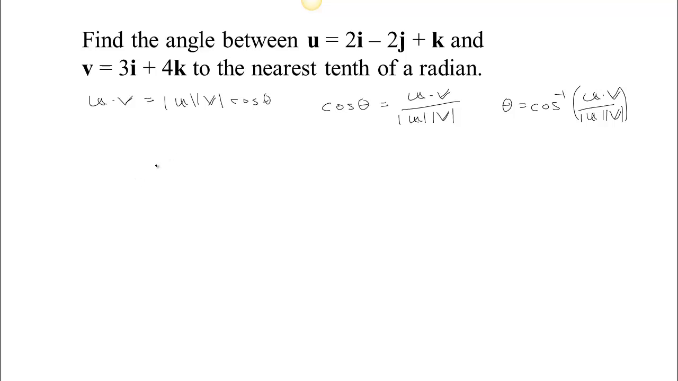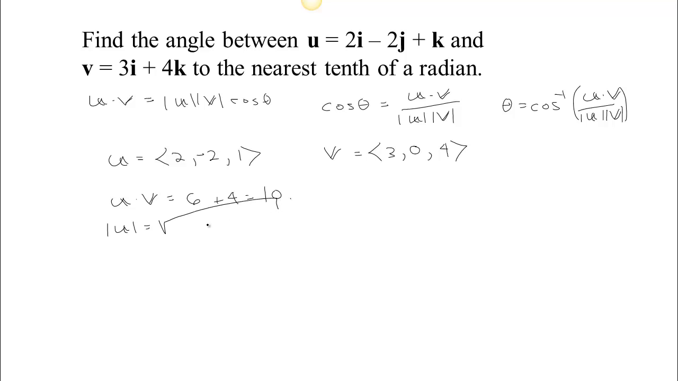Okay, so in this case, u is the vector 2i, negative 2j, and 1k. And v is the vector 3i, there is no j, so it must be 0j, and 4k. So now u dot v would be to multiply the corresponding entries. 2 times 3 is 6, negative 2 times 0 is 0, and 1 times 4 is 4, so u dot v is 10.